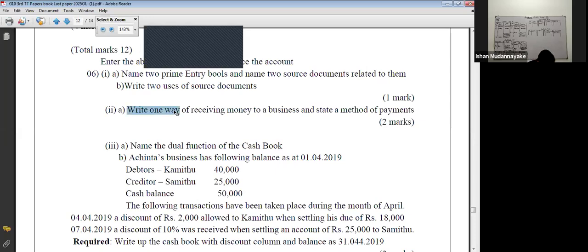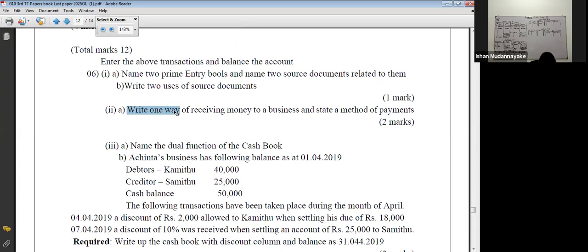Question number 6, row number 2A. Write one way of receiving money to a business and state the method of payment. What are the different types of methods of receiving money to a business organization?